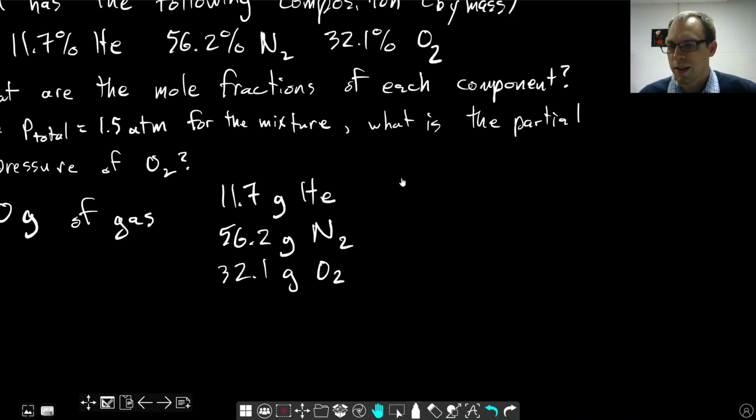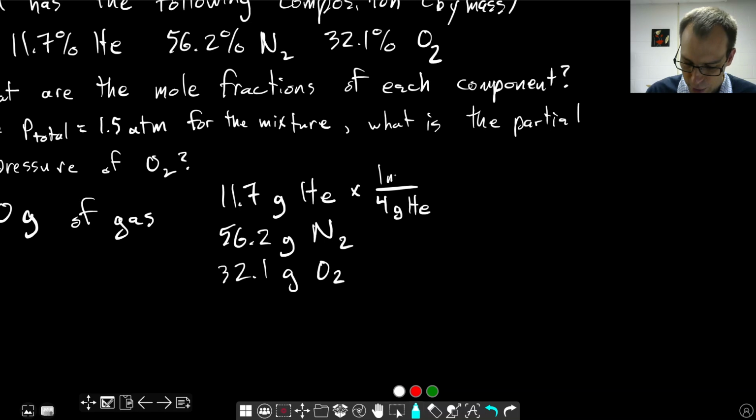Now, what we want to find is the mole fraction. So in this 100-gram sample, we need to know how many moles we have of each component and what's the total number of moles. So we need to convert these grams into moles. So let's go ahead and use the molar masses. So 4 grams of helium per 1 mole of helium, which gives us a total of 2.92 moles of helium.